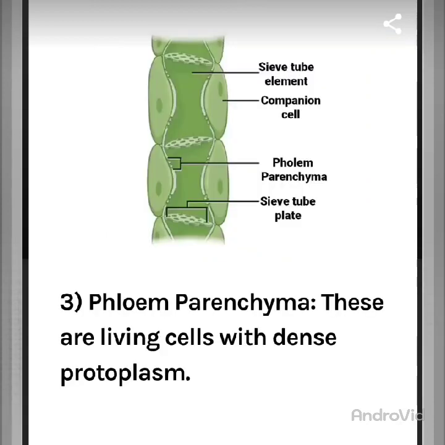Now the third type is phloem parenchyma. These are living cells with dense protoplasm. The phloem parenchyma is what? These are living cells with dense protoplasm, and protoplasm is what? The combination of nucleoplasm plus cytoplasm is called protoplasm. So here you can see the phloem parenchyma is arranged between the companion cell and the sieve tube element.